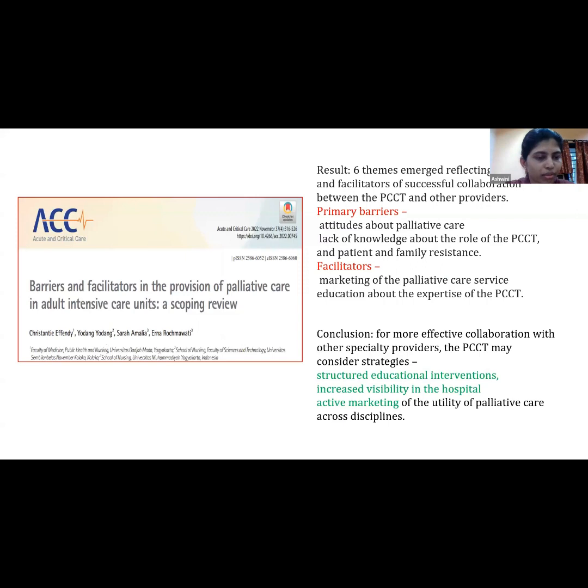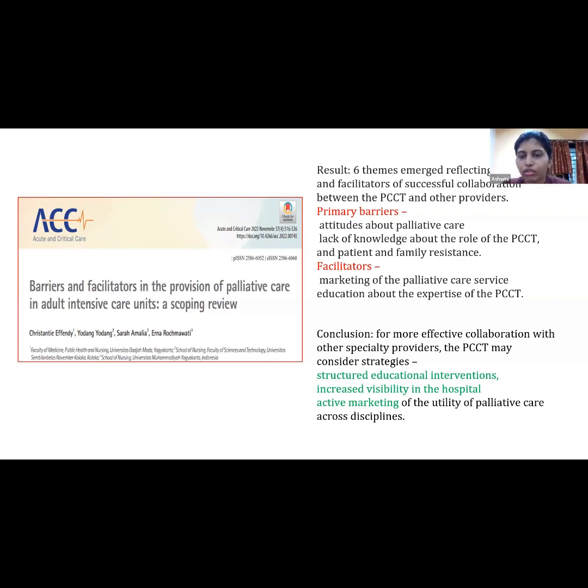So a scoping review was done by Christianity and Affinity, the topic of which was barriers and facilitators in the provision of palliative care in adult intensive care units. It was done in 2022. It showed 6 themes which emerged, reflecting barriers and facilitators of successful collaboration between the palliative care consultation team and other providers. In this, the primary barriers were attitudes about palliative care, lack of knowledge about the role of the palliative care consultation team, and patient and family resistance. The facilitators involved marketing of the palliative care service and education about the expertise of the palliative care consultation team.